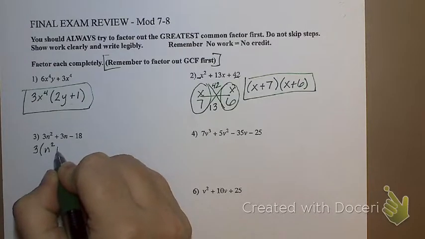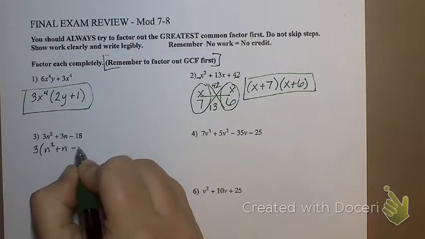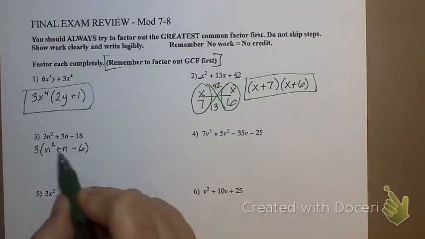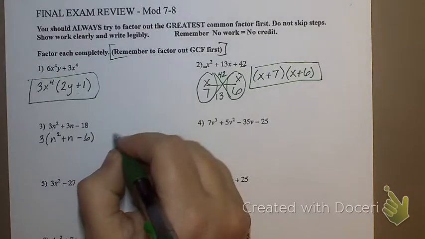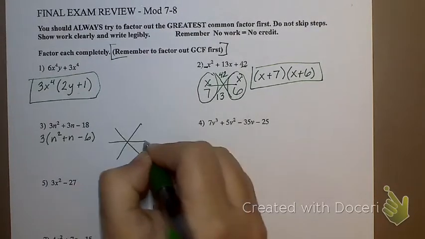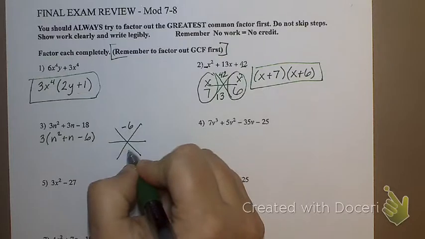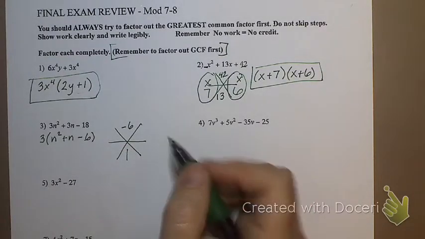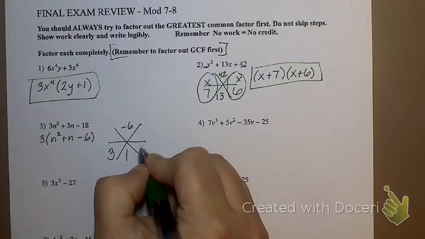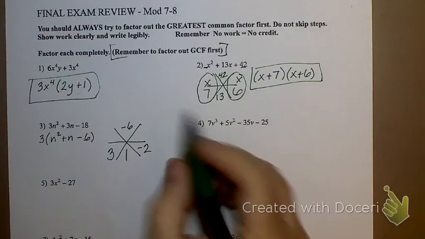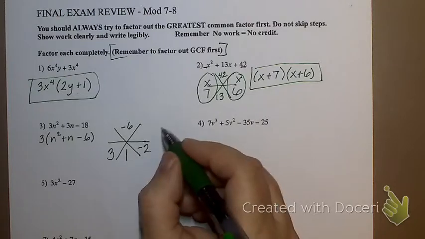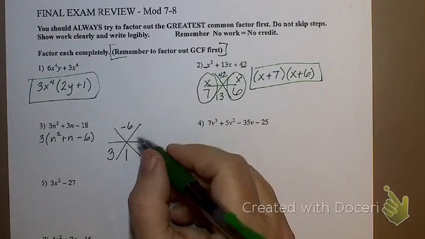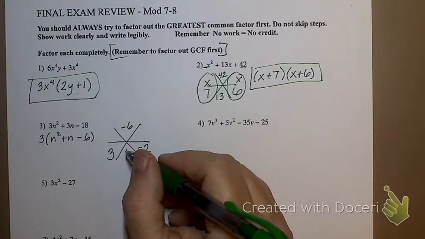N squared plus n minus 6. Okay? Now this part looks like a snowflake. Yes. So if I snowflake that, what goes on top? And on the bottom? Two numbers that multiply to get negative 6 and add to get 1. 3 and 2, but the 2 has to be negative, right? Will it work if I make the 3 negative instead? No. Why not? Because that would add to negative 1, not to positive 1.